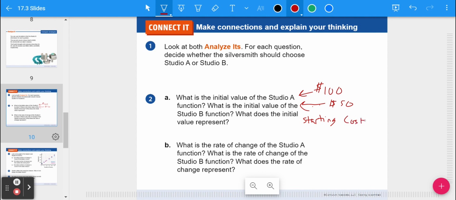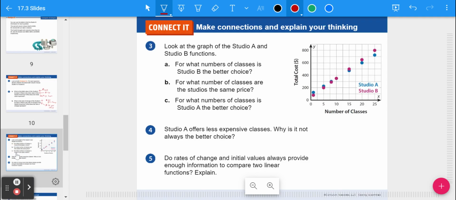Now part B says, what is the rate of change for Studio A? Again, that was on the phone. That was $25 per class. And what is the rate of change for Studio B? Well, we figured out from the rate of change in the table that it was $30 per class. And what does the rate of change represent? Well, it's the cost per class. We wrote that in there.